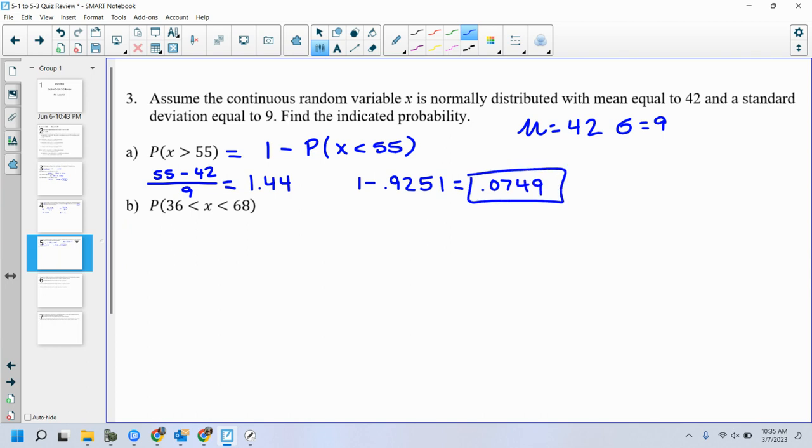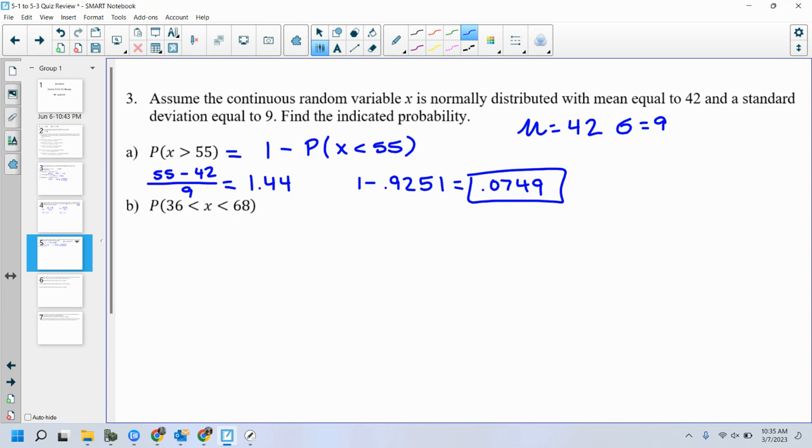So out of context, I know that the mean is 42, the standard deviation is 9. If I want to know the probability of getting a number bigger than 55, knowing that, that's a really low probability, right? A 7% probability, 7.5% rounded. All right, let's find the probability of getting a number between 36 and 68.